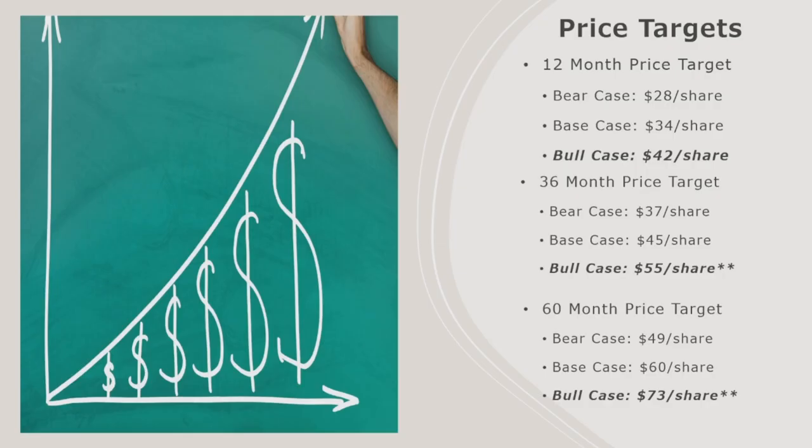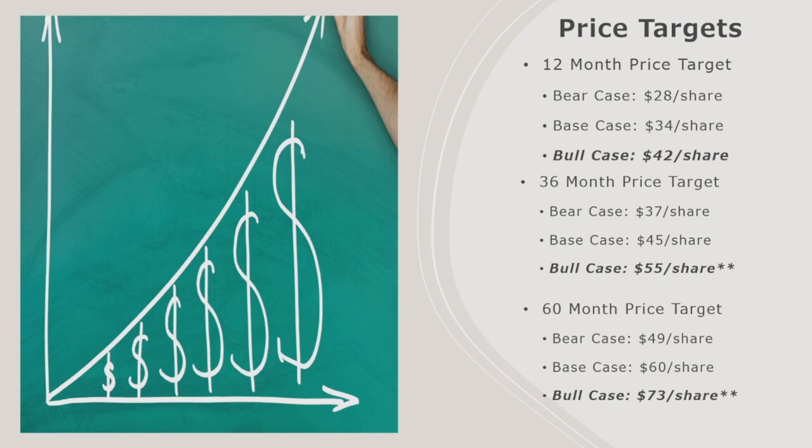So looking at price targets, I did provide the bear, base, and the bull case for the 1 year, 3 year, and 5 year targets. I did want to focus mostly on the bull case because I am a Palantir bull. I'm long Palantir, especially on March 5th or March 8th when it was trading around $23 a share. I really couldn't resist that. So I am a Palantir bull.